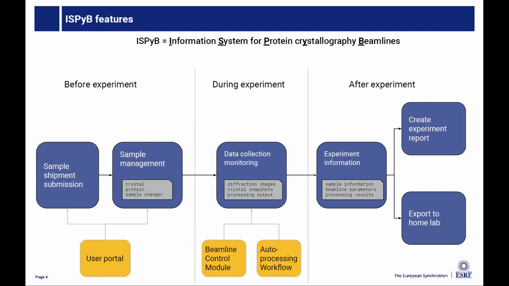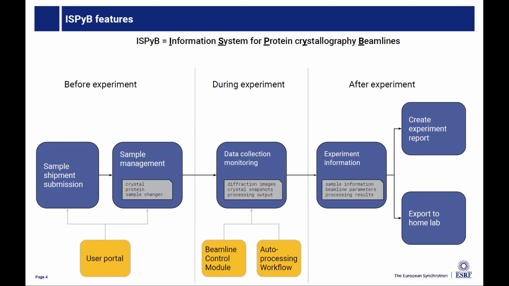So we have data coming in before the experiment first of all. The first thing coming to ISPyB is the sample definition, when the users submit the shipments that they will send to the facility. And then we have the sample management part of the database. This handles the definition of what is inside the sample, which is crystals and proteins, and how they will be placed on the sample changer on the beamline. All the data comes from the user portal that runs at the facility.